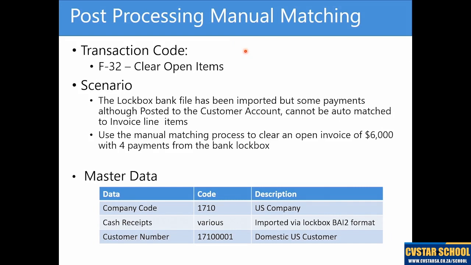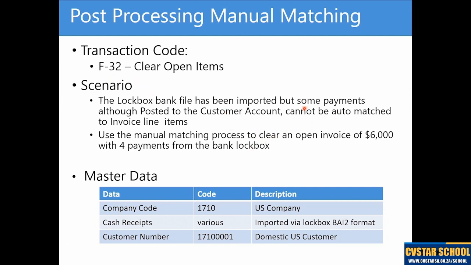So you will recall from the previous lesson that when we imported the Lockbox file and then got it to post, initially unapplied AR, then we actually got the amounts posted and applied to our customer number, the 1710001 customer. Although the payments are posted and they were now on account with a customer, they weren't actually matching any invoices. So what we're going to do here is use this manual matching process, the F-32 that you learned about in an earlier lesson, to be able to do that matching.